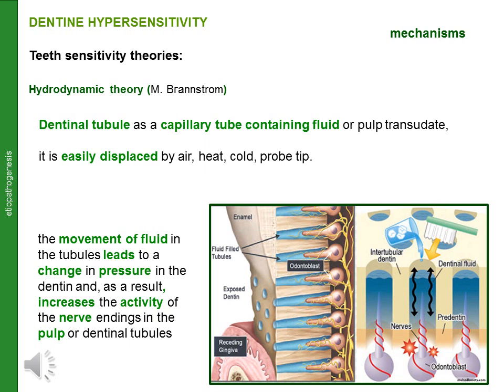Hydrodynamic theory. Dentinal tubuli are like a capillary tube containing fluid or pulp transudate. It is easily displaced by air, heat, cold, probe tip, etc. The movement of fluid in the tubulus leads to a change in pressure in the dentin and, as a result, increases the activity of the nerve endings in the pulp of the dental tubulus.